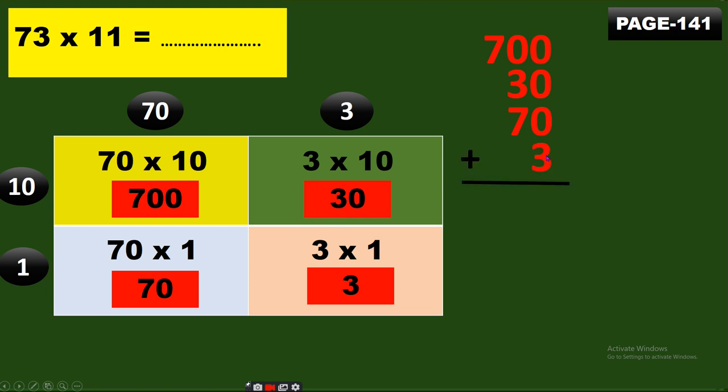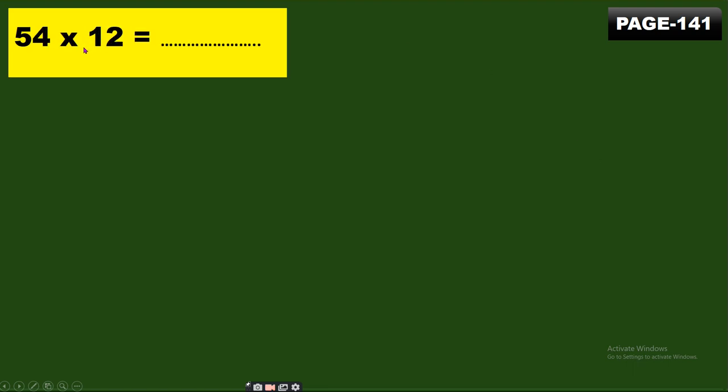So 0, 0, 0, 3, 3, and 3 plus 7, 10, 10 ka likhenge ya 0, carry forward hoga 1. And 1 plus 7, 8. So our answer is 803. 54 multiply by 12.